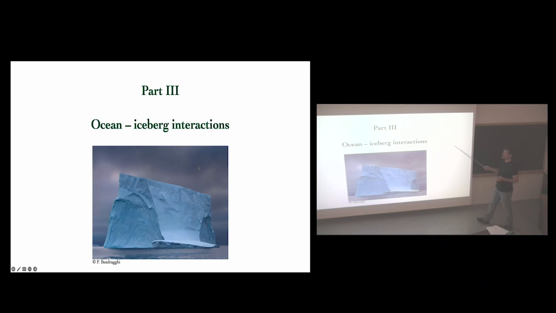I'm now going to speak about ocean-iceberg interactions because it's also part of the story. I've shown that a bit less than half of the fresh water from the Antarctic ice sheet is coming from melt beneath the ice shelves, but a bit more than half is actually coming from iceberg melting. So it's also important to understand how icebergs behave and how they melt in the Southern Ocean.